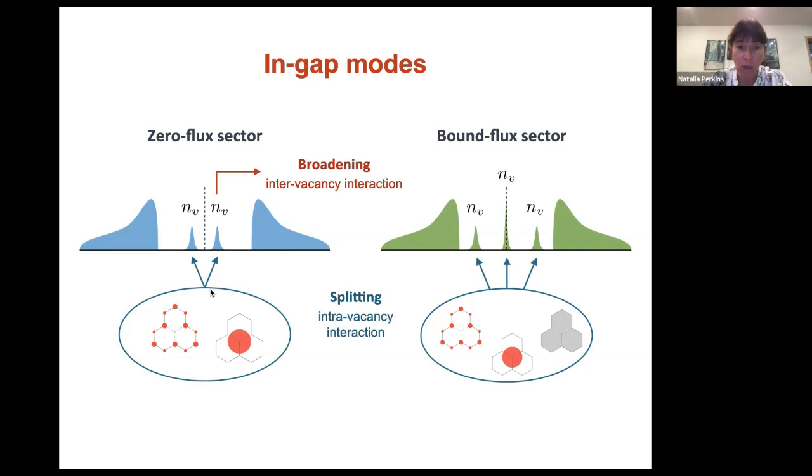In short, when we are in the zero flux sector, we have two types of modes around each vacancy. We call this the vacancy mode, and this is the mode which lives on the, if this is the A site, this is the B sublattice, this is the quasi-localized mode around the vacancy.